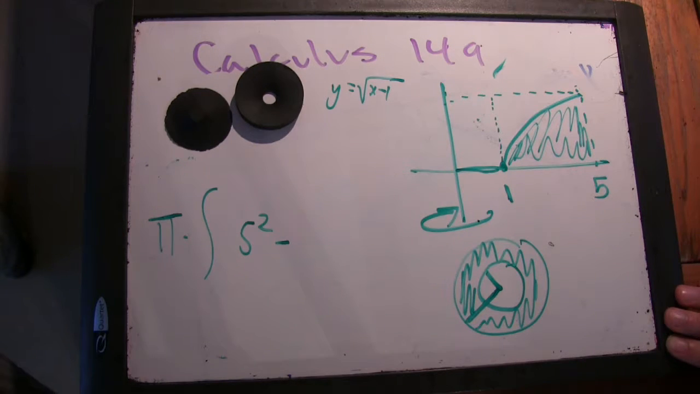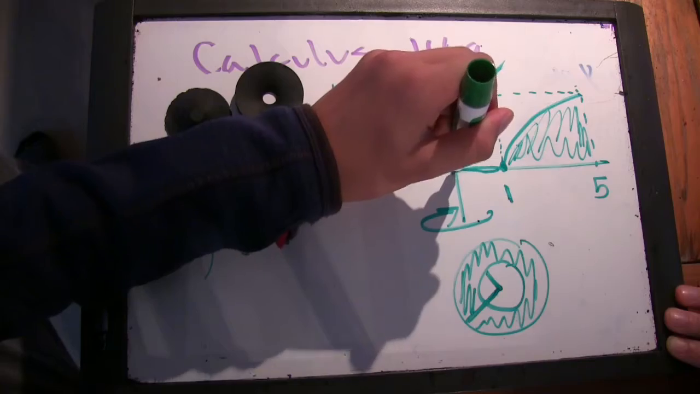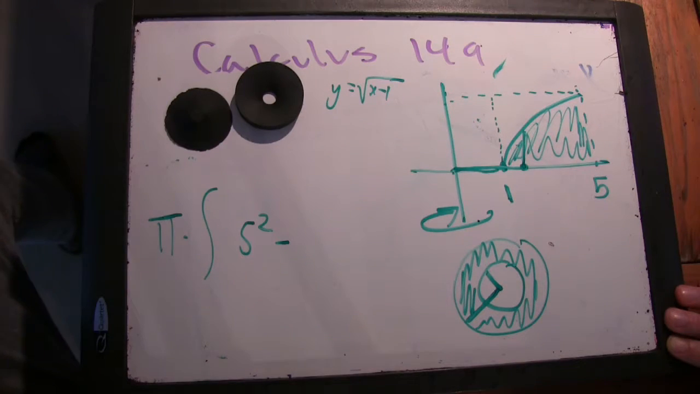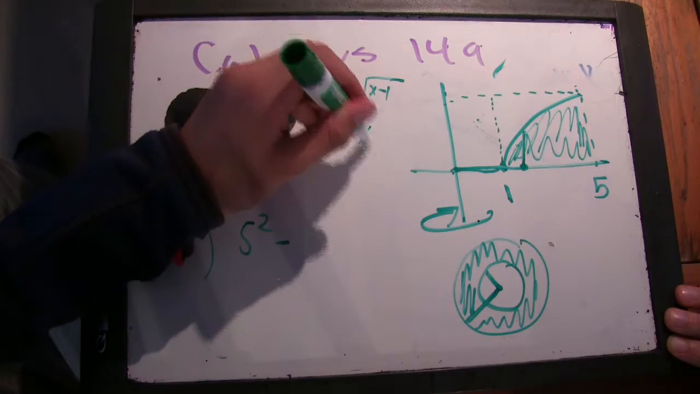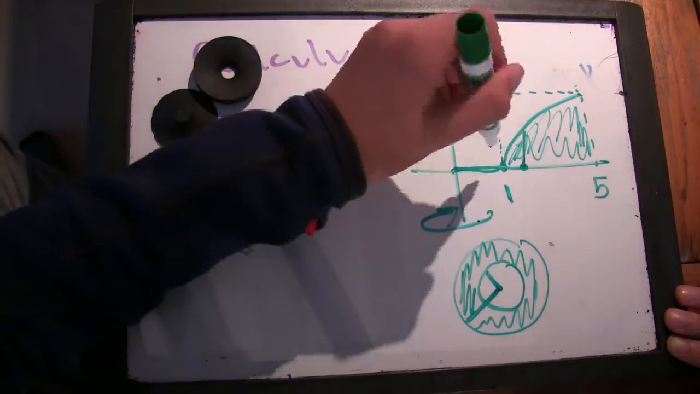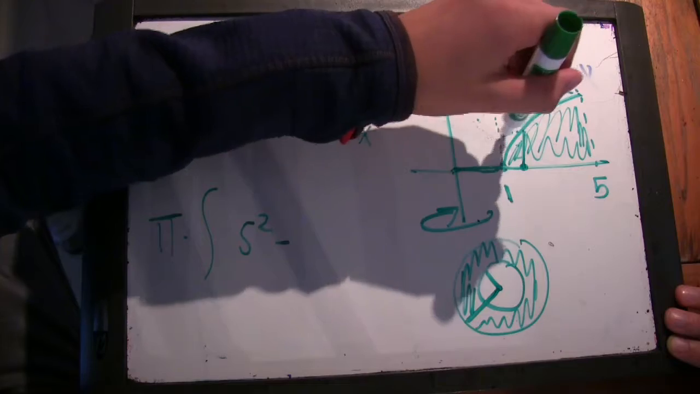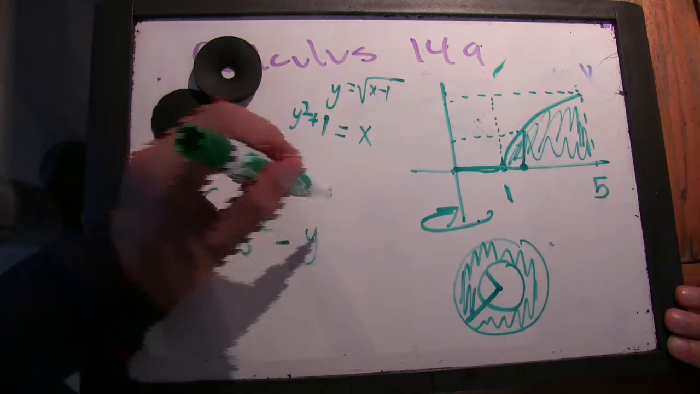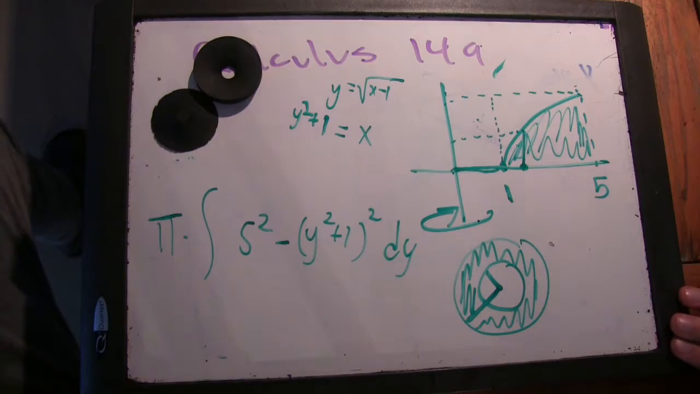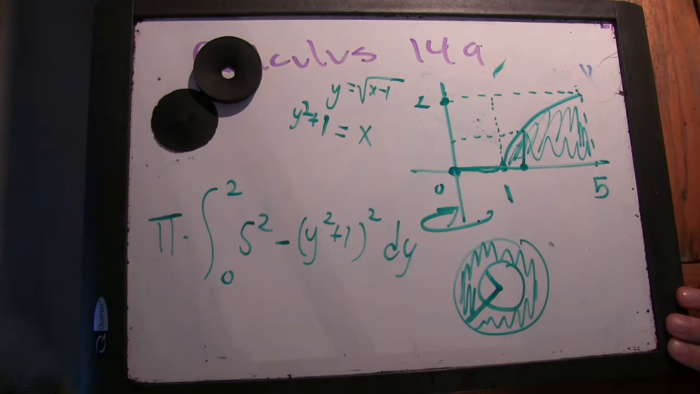So we go over x and we go up. Alright, so I want to write this as x equals y squared plus 1, and x is our inner radius here. Alright. So we have 5 squared minus y squared plus 1 quantity squared, and then the dy. Okay, and now what are the limits of the integral? This is the y limit, so it goes from 0 up to 2. Very good. 0 to 2. Right. And whatever that is.